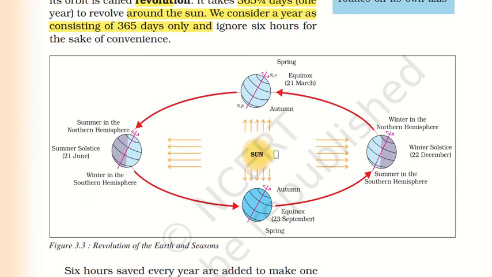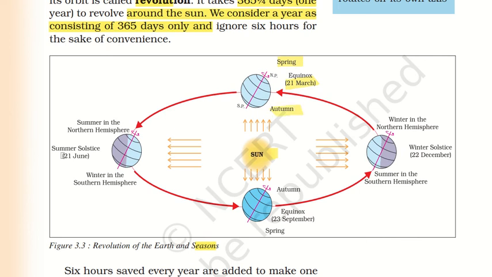This is the sun, and the various seasons of the earth, the revolution of the earth and seasons. As we can see here, this is the sun, and further, on 21st March, this is the equinox, equal day and night, and spring season in the northern hemisphere, autumn season in the southern hemisphere.